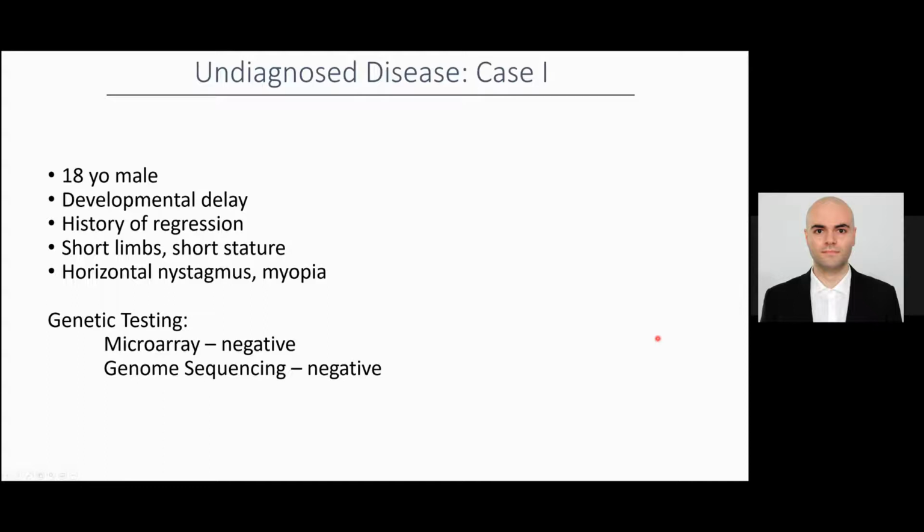Okay, so I'd like to switch gears and talk about undiagnosed diseases. I have some examples that are very interesting. The first case is an 18-year-old male diagnosed with developmental delay, history of regression, short limbs, short stature, horizontal nystagmus, and myopia. Previous genetic testing included a chromosomal microarray that came back negative, as well as genome sequencing that was also analyzed and came back negative.